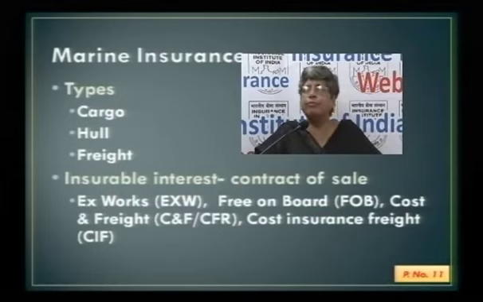So the first type of contract, and these are known as Incoterms, is Ex Works. Short form you see on your screen, EXW. Ex Works means that the buyer will take delivery from the seller's manufacturing site, warehouse, and the buyer therefore will take insurance and arrange. Seller does not need to take the cargo insurance.